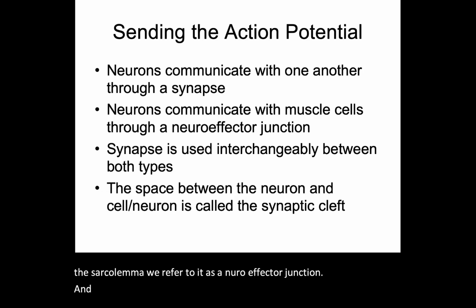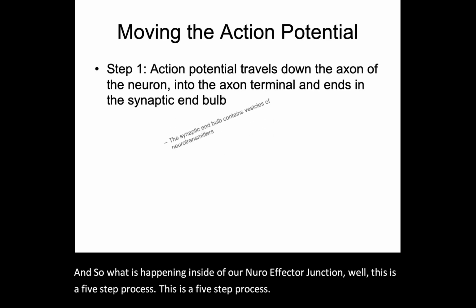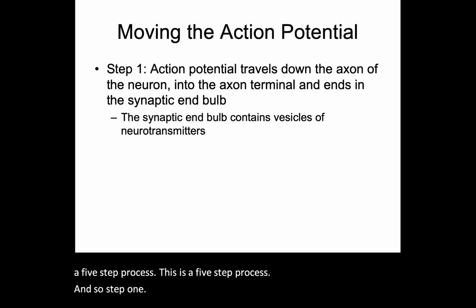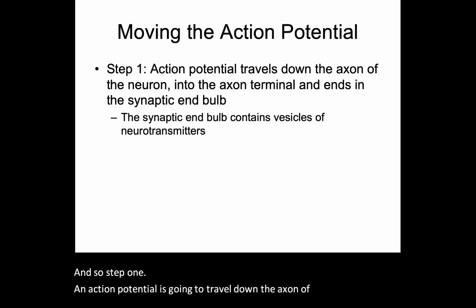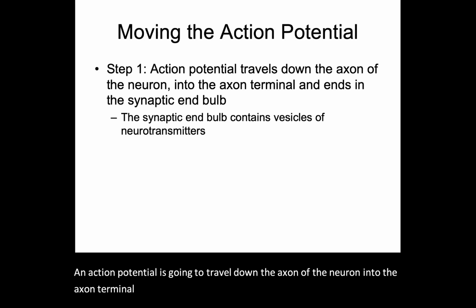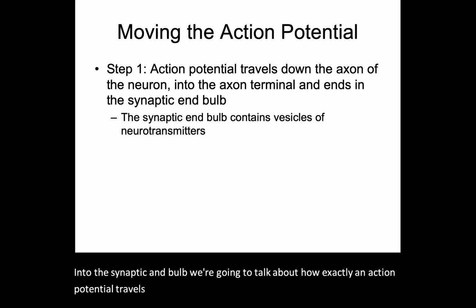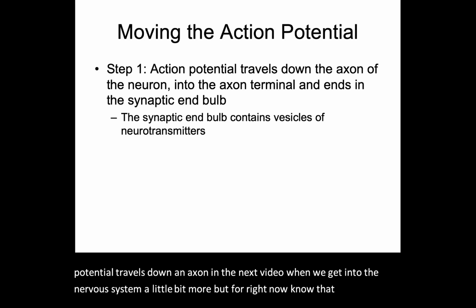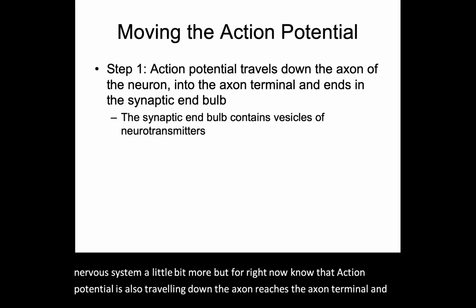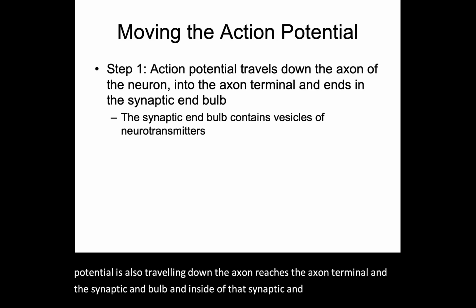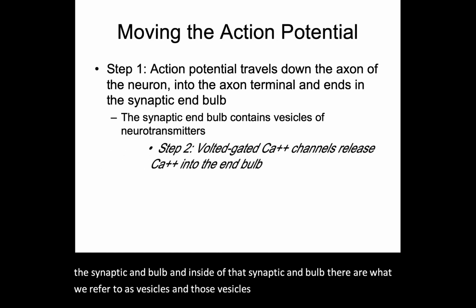And so, what is happening inside of our neuro-effector junction? Well, this is a 5-step process. And so step 1, an action potential is going to travel down the axon of the neuron into the axon terminal and into the synaptic end bulb. We're going to talk about how exactly an action potential travels down an axon in the next video when we get into the nervous system a little bit more. But for right now, know that that action potential is traveling down the axon, reaches the axon terminal and the synaptic end bulb, and inside of that synaptic end bulb there are what we refer to as vesicles, and those vesicles contain the neurotransmitter, in this case acetylcholine.